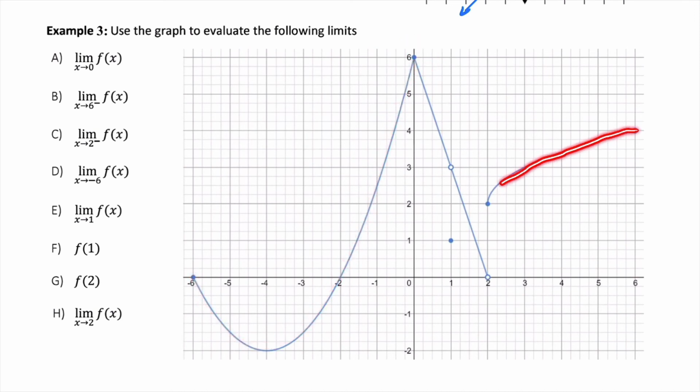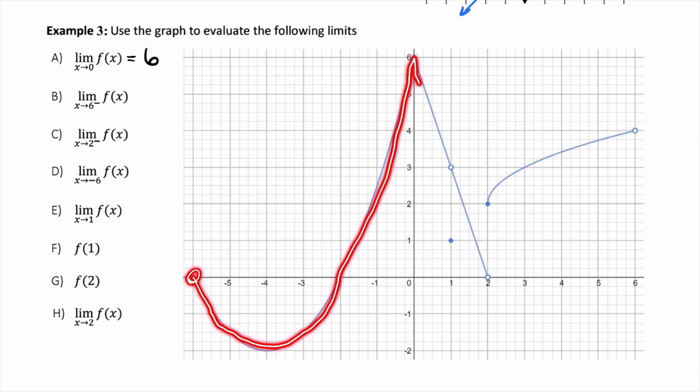Now let me go to the other side. Start over here. Jump. As I approach x equals 0 from this side, which y value am I approaching? It is 6. Letter B is positive 6 only from the left side. From the left side means start over here, positive 6.